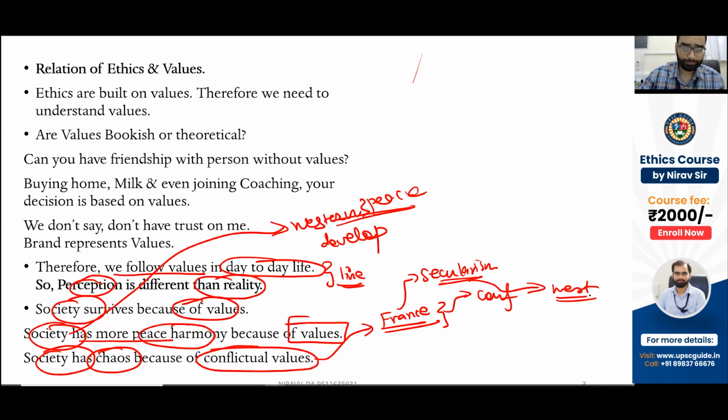So whenever society is in chaos, it is because of conflictual values. Whenever society is in chaos, it is because of conflictual values. You also have to agree that there are a lot of problems in India. Look at mob lynching; it is because of conflictual values. Are you understanding this? That is why the 1857 revolt also happened, right?